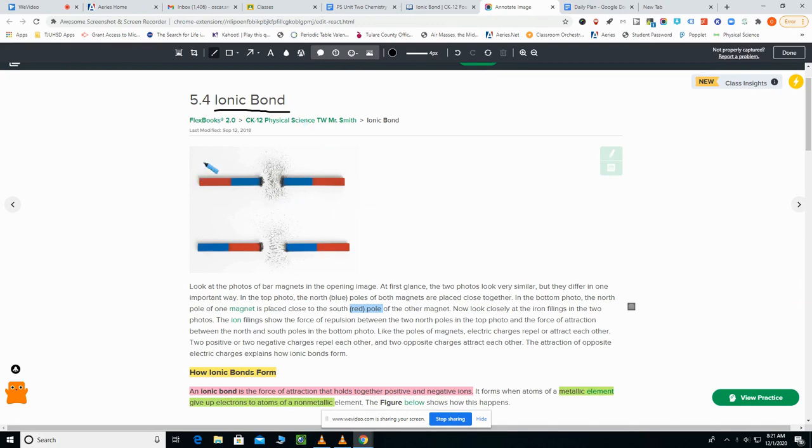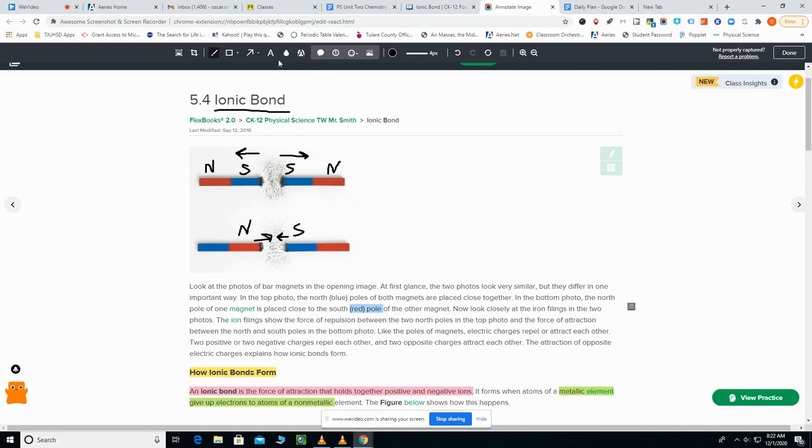First, let's take a look at these magnets here. When we think of magnets, for example, let's put an N here for north, and south, two different poles. When we have two poles that are alike, they repel. When we have two poles that are opposite, they attract, and thus the magnets would come together.